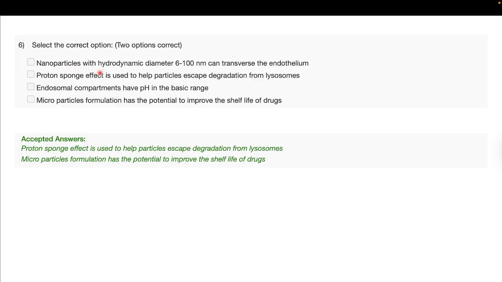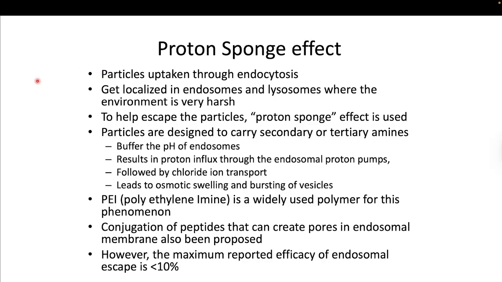Also, proton sponge effect is used to help particles escape degradation from lysosomes. So what is the proton sponge effect? When you deliver these micro or nanoparticles, they are taken up by the cells through a process called endocytosis. Once they get inside the cell, they end up in compartments such as endosomes and lysosomes, where the environment is very harsh. Because it's a foreign particle, your cells will think this is something foreign and they need to destroy it. In the endosome and lysosome, the pH is very low. It's a very acidic environment, and in that case your drug will get denatured, it will stop working, and the particle will be completely chopped up.